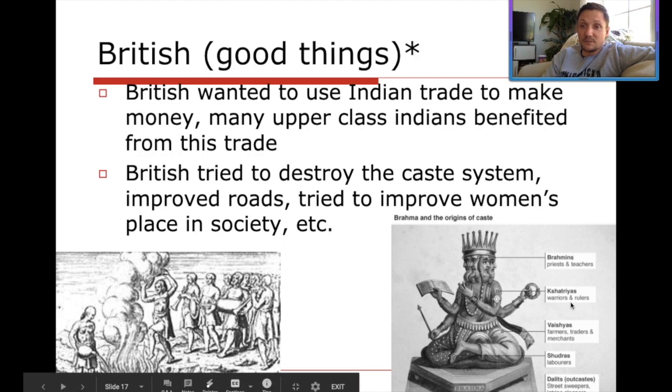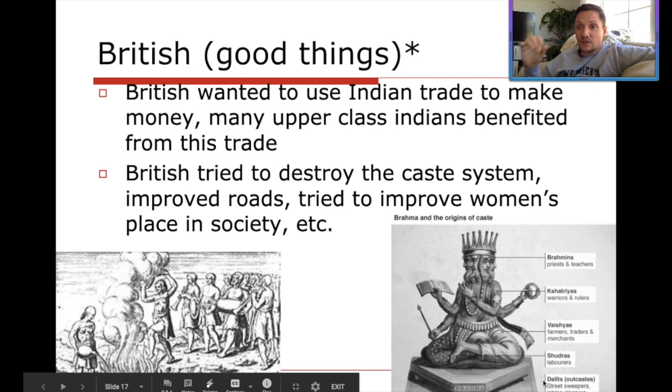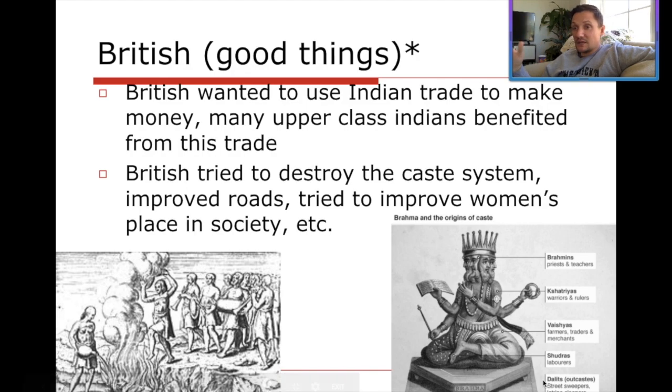So here's a symbol of the caste system right here. As you can see, there's about five social classes in Hindu-based India, particularly southern India during this time period. The Brahmins going all the way down to the Dalits, right? The Brahmins, the highest class you can be, are priests and teachers, and then going all the way down to warriors, farmers, laborers, and then all the way down to the Dalits at the bottom.